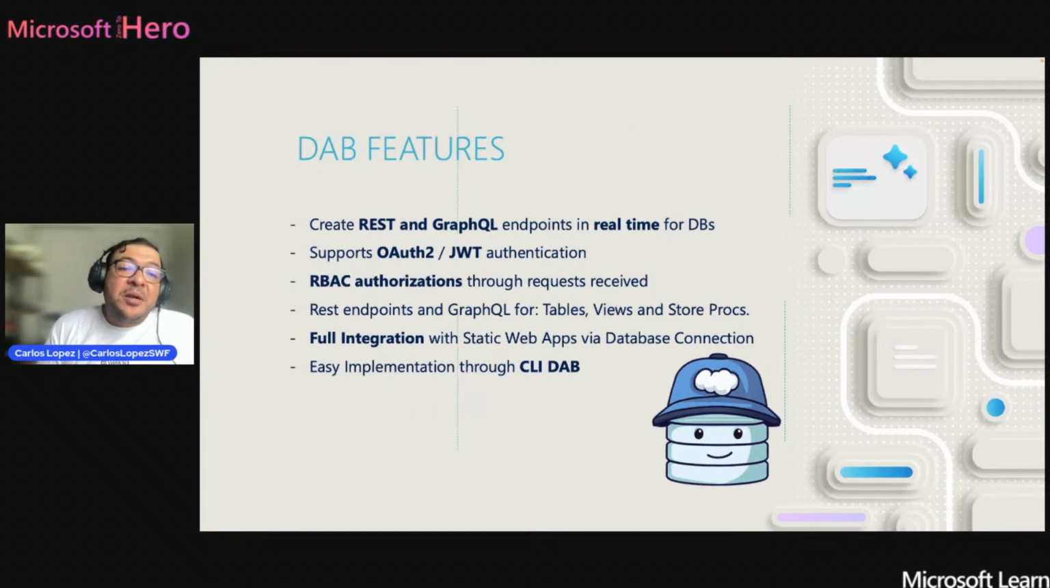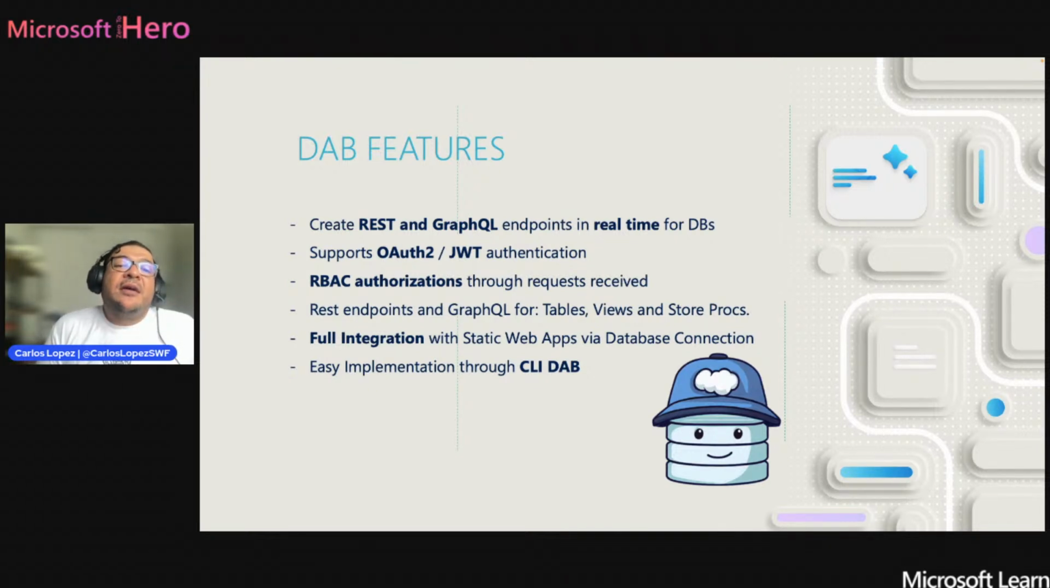The features are that you can create REST and GraphQL endpoints. It supports authentication, OAuth, and JWT authentication. It allows you to use role-based access controls for requests received. You can create REST endpoints with GraphQL for tables, views, and stored procedure objects from a relational database perspective, right?